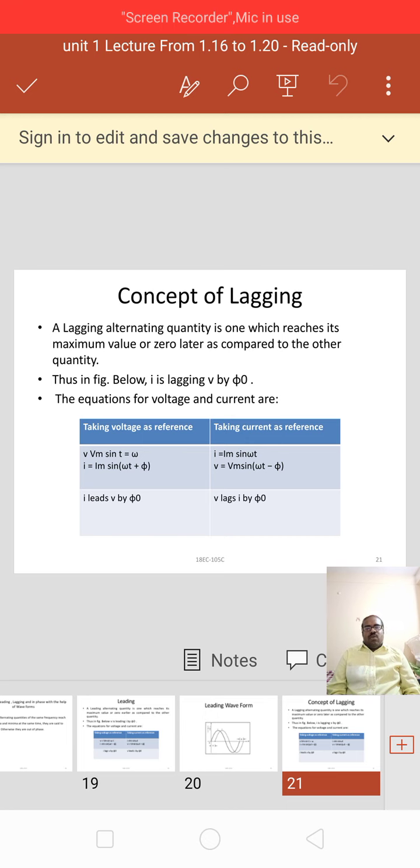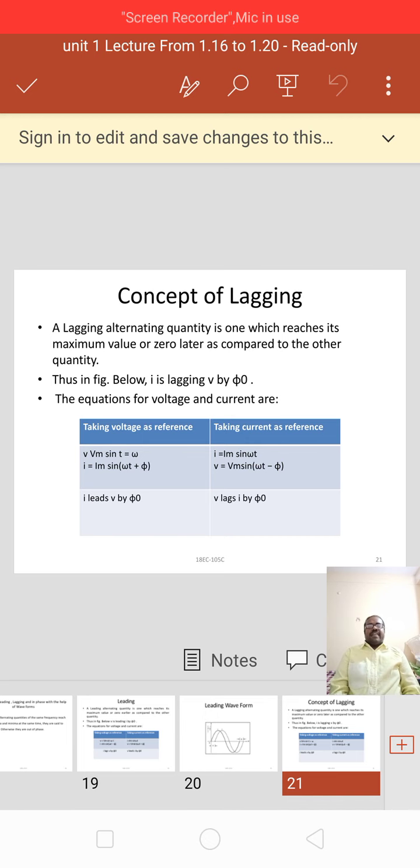Okay, taking voltage as reference, I equals Im sin of omega t minus pi. Taking current as reference, V equals Vm sin of omega t minus pi. The difference is plus pi and minus pi only. That is, first, with voltage taken as reference, I lags V by pi degrees. With current taken as reference, V leads I by pi degrees. This is the difference between the concepts of lagging and leading.